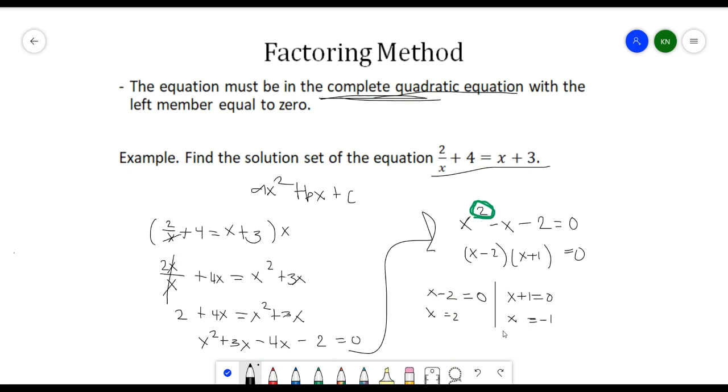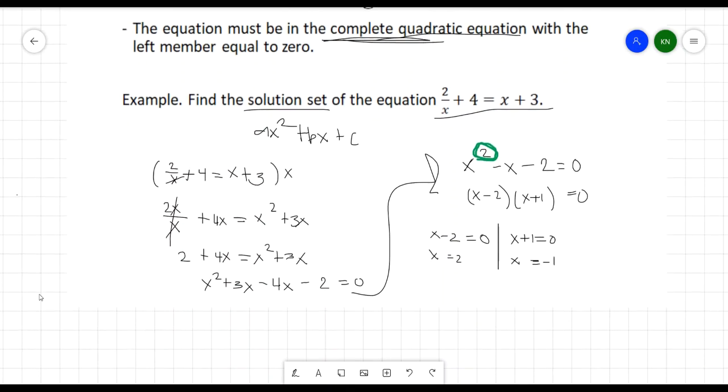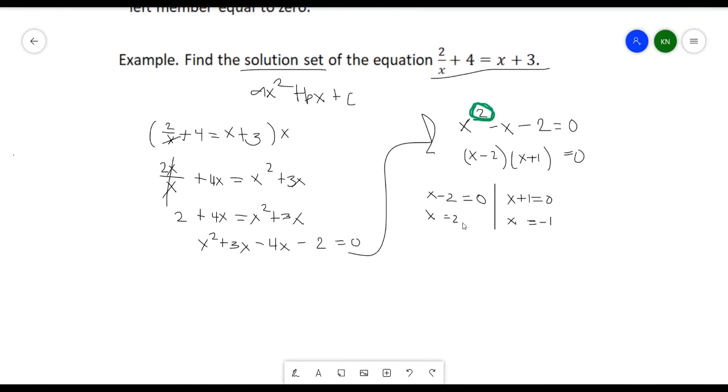Now, we have two roots, but the problem is looking for the solution set. The solution set is different from the roots. If you check that one and this side is equivalent to this side, that is one of the solution set. But if it's not, then you cannot call that one a solution set. So let's try to check this one first.